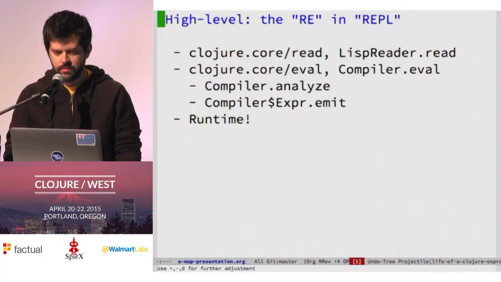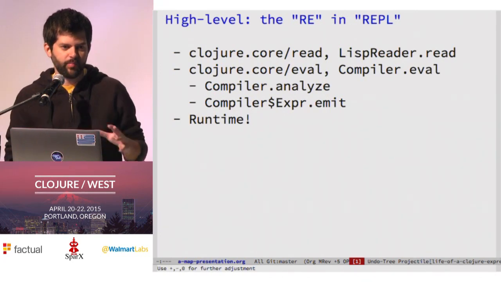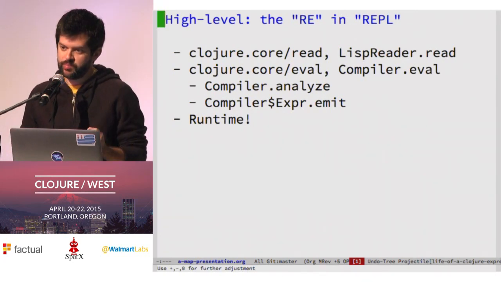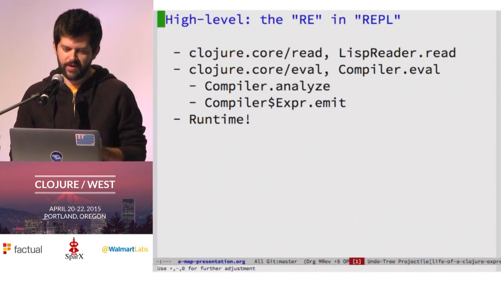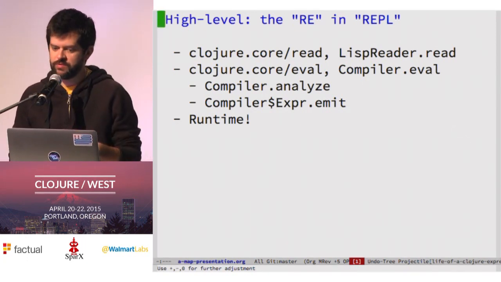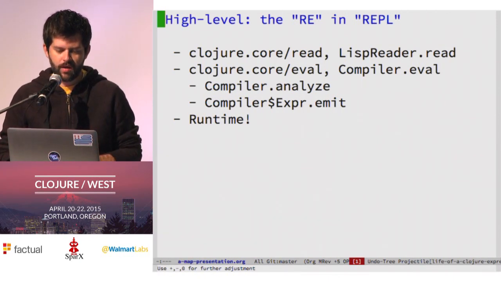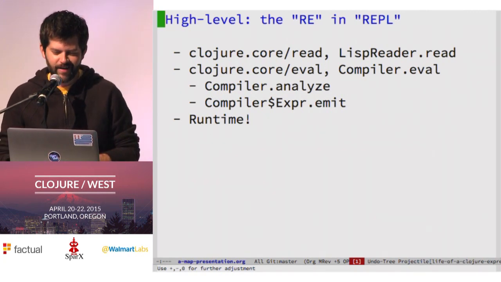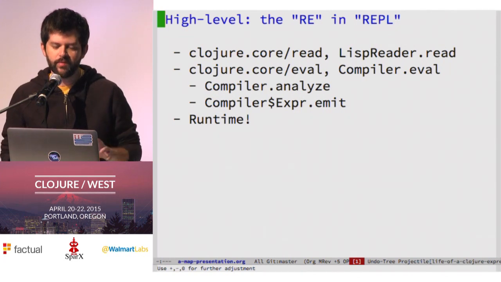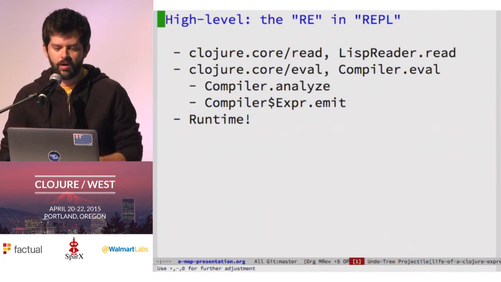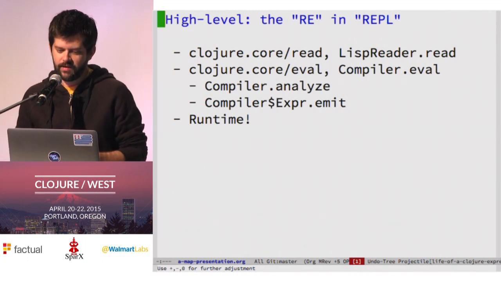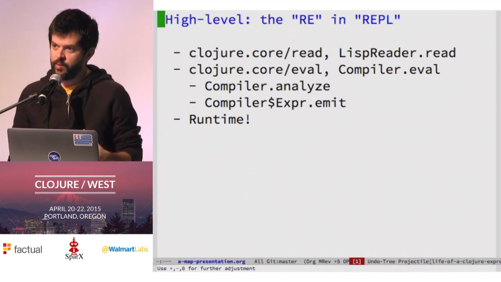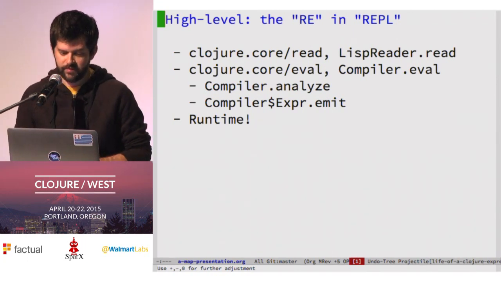So at a high level, we're talking about the R and the E in REPL. Those things are exposed pretty conveniently in clojure.core/read and clojure.core/eval, each of which are basically just pass-throughs to Java classes. There's a LispReader read method and a Compiler eval method. Eval is serious business. The chunks that we're going to spend most of our time on are an analyze phase and then an emit, where you're emitting bytecode. And then we'll talk about what happens at runtime when that simple function actually gets called.